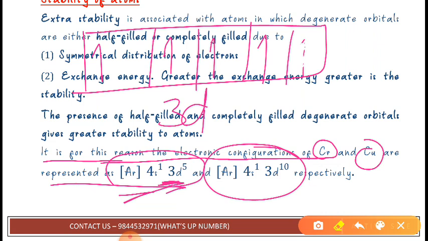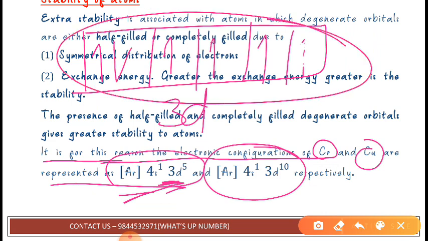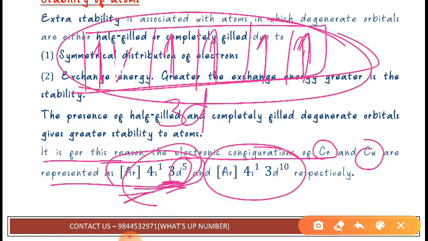At that time if we are giving it here, then this is not more stable. More stable will be this one, when we are giving one here, one here, one here, and one here. So that is why you can see 3d5 is written, right? So 3d5 is filled like this.